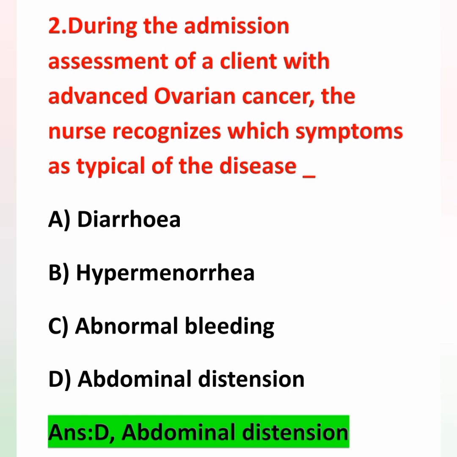And also our option B is there, hypermenorrhea, abnormal bleeding. Hypermenorrhea means it's an abnormal bleeding. This can also occur in uterine cancer, but the typical symptom is abdominal distension. Option D is the correct answer. Diarrhea may or may not occur. It is not related with ovarian cancer. Abnormal bleeding or hypermenorrhea can occur, but the typical symptom is abdominal distension.